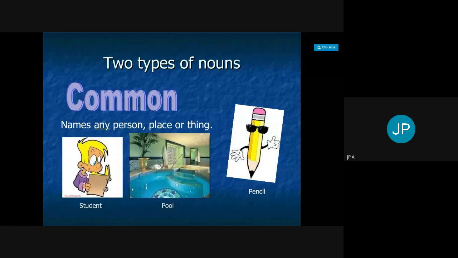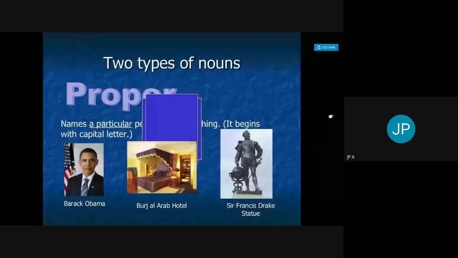Hospital can be any hospital. But when I say Elite Hospital, I am specifically mentioning a particular hospital. Common and proper. So a proper noun mentions a particular person or thing. It begins with a capital letter.